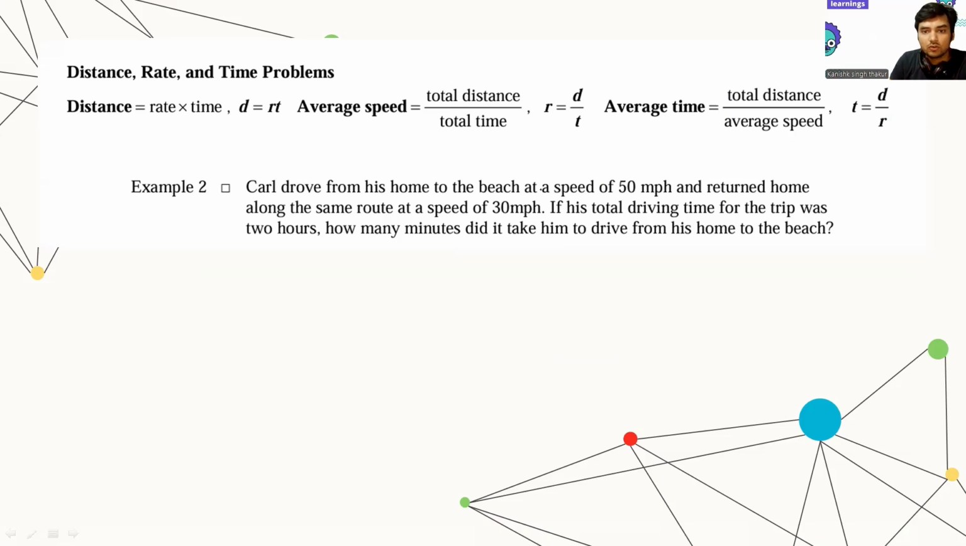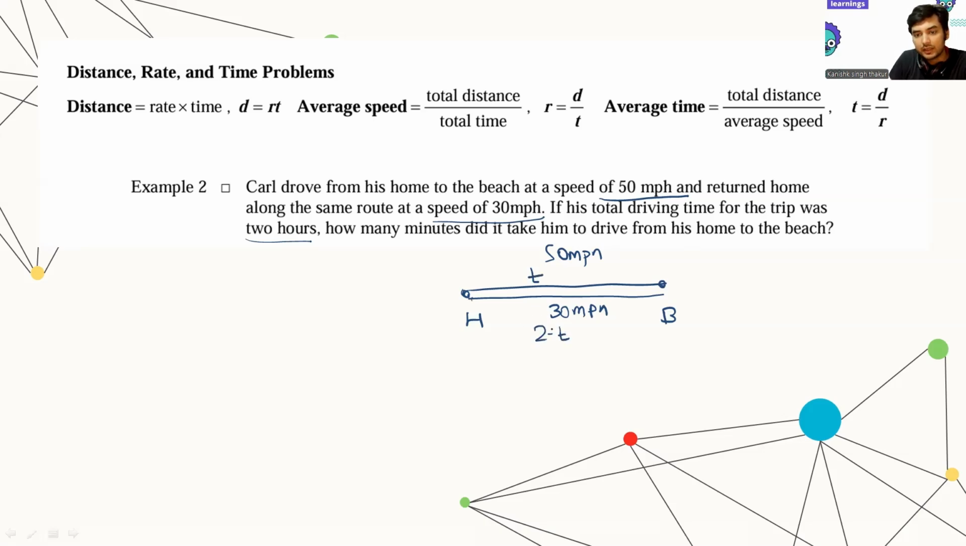A car drove from his home to the beach at a speed of 50 miles per hour and returned home by the same route at 30 miles per hour, right? So this is his home. This is his beach. He traveled at 50 miles per hour and then he returned at 30 miles per hour. If his total driving time was 2 hours, it took 2 hours, right? So suppose in this path he took some time, then in this path he will take 2 minus that. How many minutes does it take to drive from home to beach?